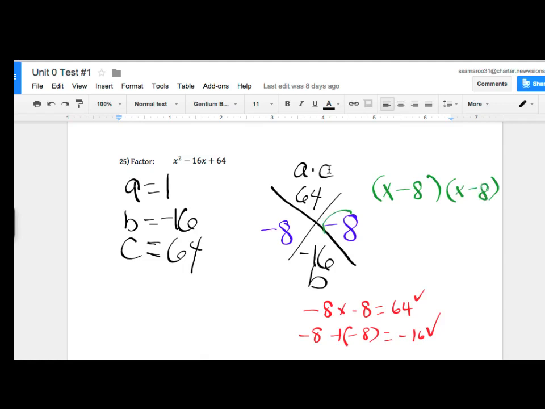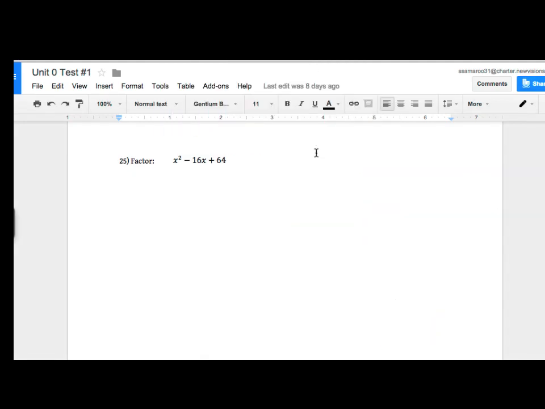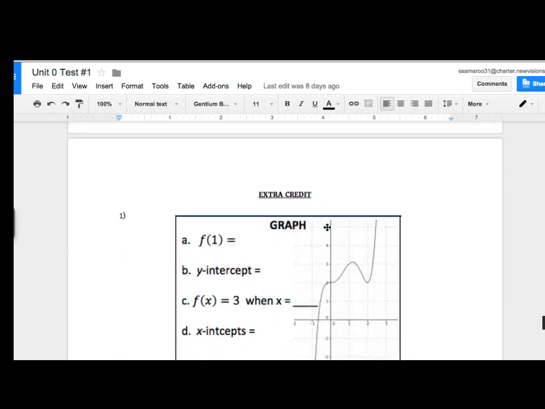I'm making sure that I keep my negatives in my answer. Remember, guys, this is the same as what you learned in Algebra 1 with Miss Shiny. Okay? So, yes, that's my final answer. So, there was your first test, 100 points. Let's look at the extra credit.